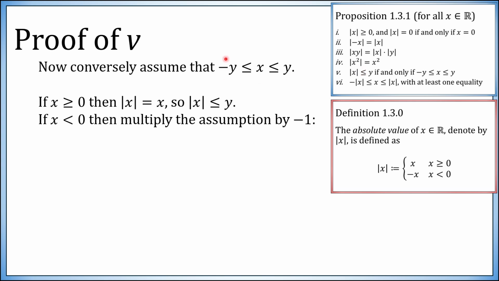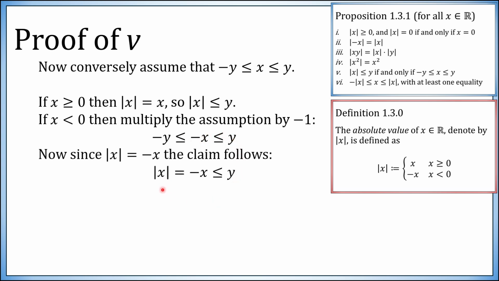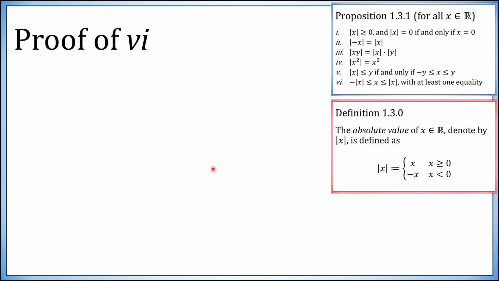What if x is negative? Then, starting from our assumption, multiply everything by minus 1, in which case you get y bigger than or equal to minus x, bigger than or equal to minus y. So multiplying this inequality by minus 1 and then flipping everything left to right to get the same symbols that we had before, you end up with this inequality. But if x is less than 0, then how do you compute the absolute value? It is simply minus x. So here is your absolute value of x, and it's less than or equal to y. So no matter what, we ended up with item 5. Now let's move on to the proof of item 6.